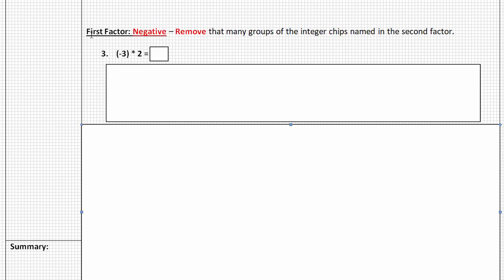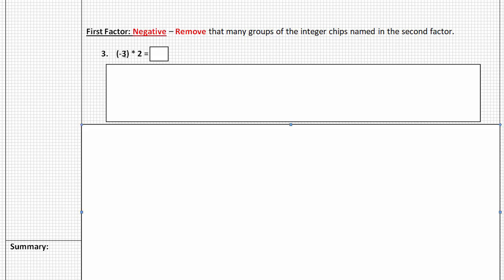All right. In these examples, we're going to be looking where the first factor is negative. So what that means is we have to remove that many groups of integer chips named in the second factor. What becomes tricky about this is if you're removing integers, you can't do that until you have some integers. So we're going to take a look at what that means.